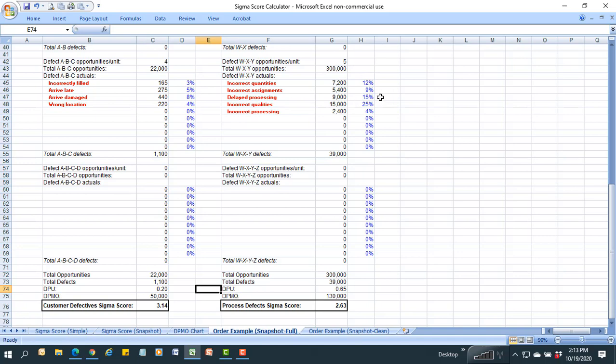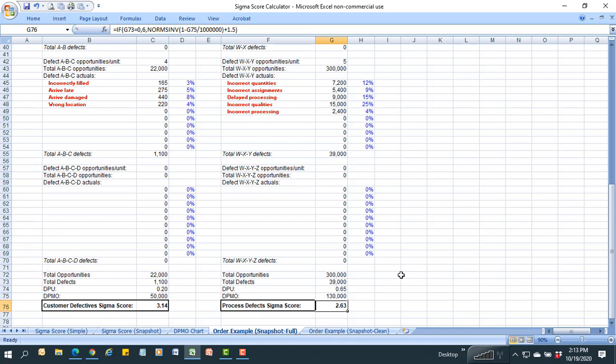You go out and try to actually figure out what kind of defect rates would I expect to have on this basic process. And again, because it's a 3-dimensional model, I'm able to leave the 4th dimension empty and go ahead and do the math down below. So on the customer side, out of 22,000 opportunities to mess up, I messed up 1,100 times for a 0.2 DPU, a 50,000 DPMO for a sigma score of 3.14. On the process side, I had 3,000 opportunities, 39,000 defects for a DPU of 0.65, a DPMO of 130,000, and a sigma score of 2.63.